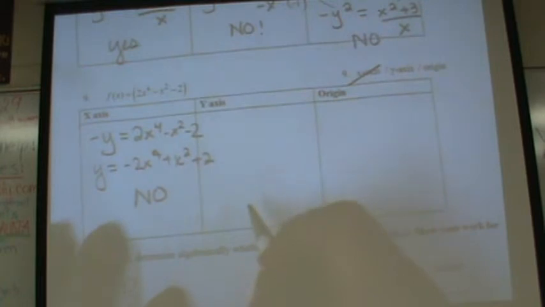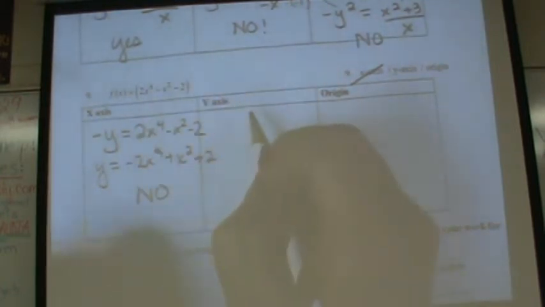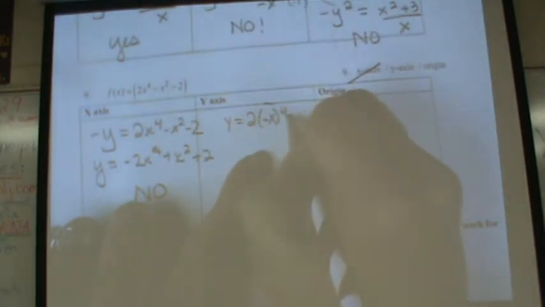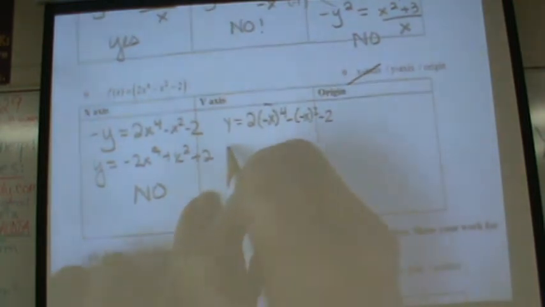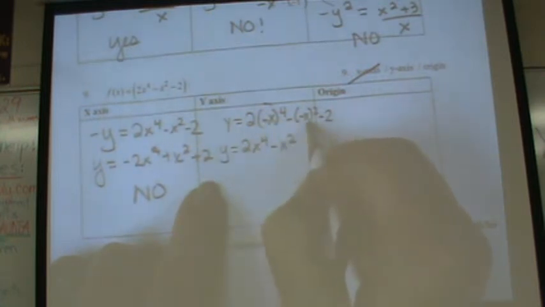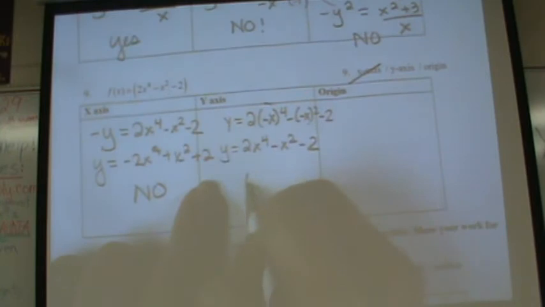Now for y-axis symmetry, because all of these x's are even, you replace 2x, this is going to be a negative x to the fourth minus negative x squared minus 2. These will go back to its original, because these two will go back to being positive x to the fourth and x squared. So this one does work.